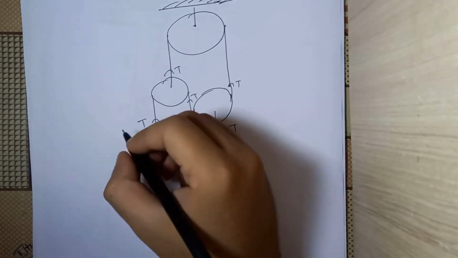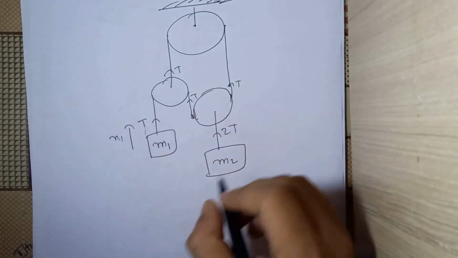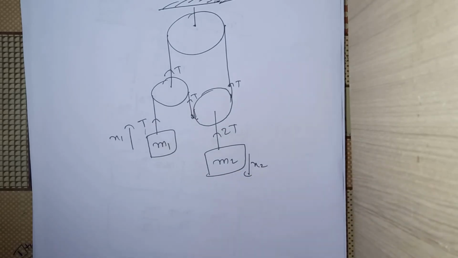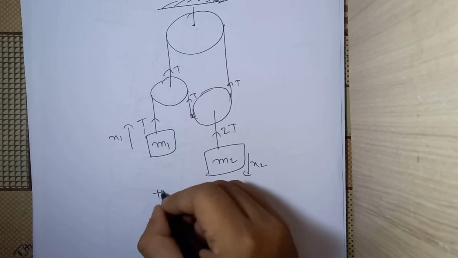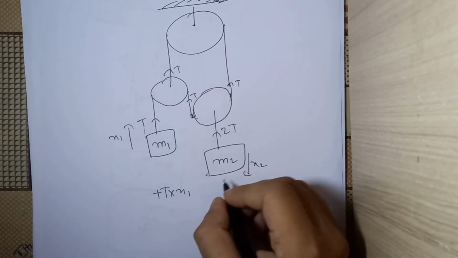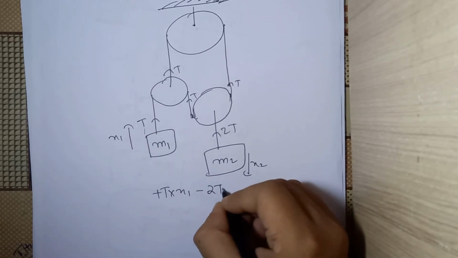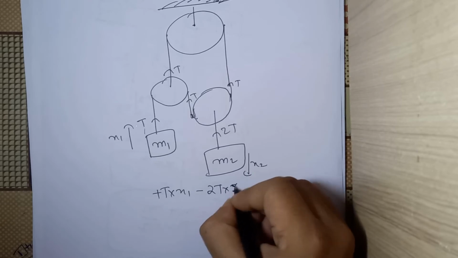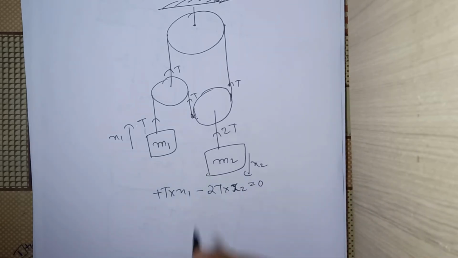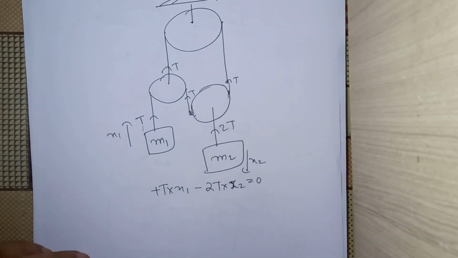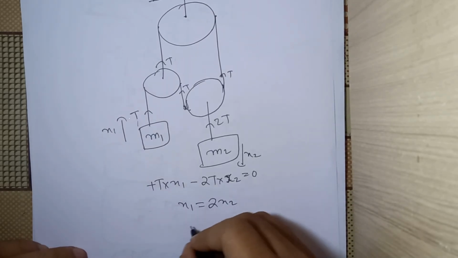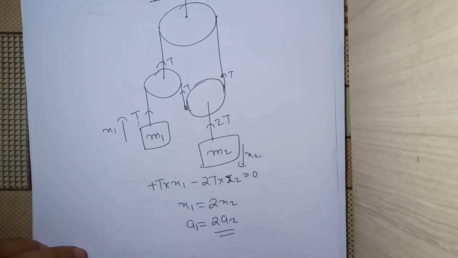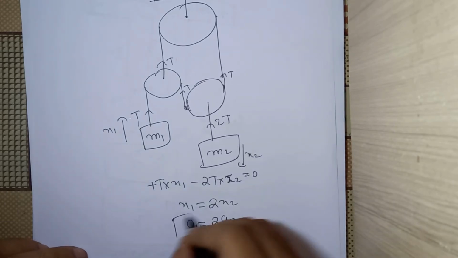So now let us assume that the motion of this M1 is x1 upwards and the motion of this M2 is x2 downwards. So I can directly say that plus T into x1 minus 2T into x2 should be equal to 0. This is minus because 2T and x2 are in opposite directions. So I can get x1 is equal to 2x2, which I can differentiate 2 times to get a1 is equal to 2a2. So this is the constraint relation that I have.